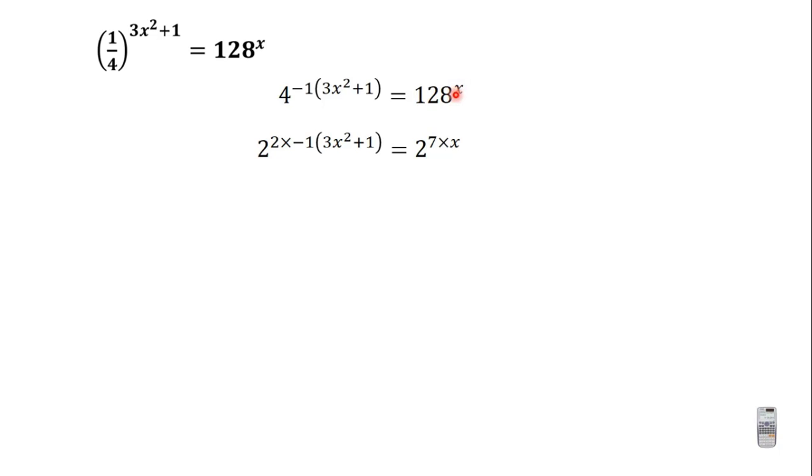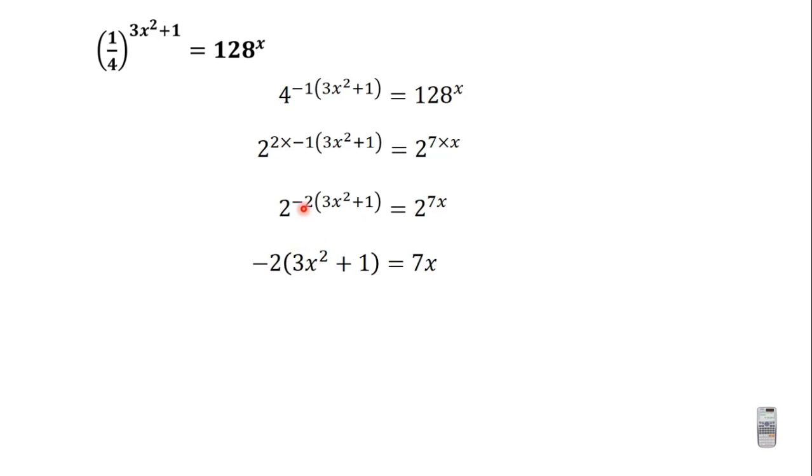We already have an exponent of x here, so 2 exponent 7 times x. 2 times minus 1 will give us minus 2. So you have 2 exponent minus 2 into bracket 3x squared plus 1 is equal to 2 exponent 7x, because 7 times x will give us 7x. Now, we have the term on the left hand side having a base of 2. We have the term on the right hand side having the base of 2. So we can equate the exponents.